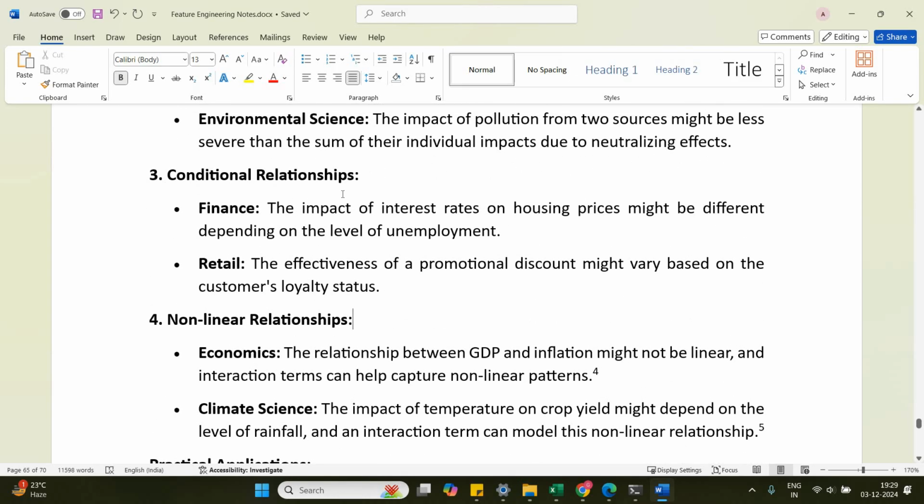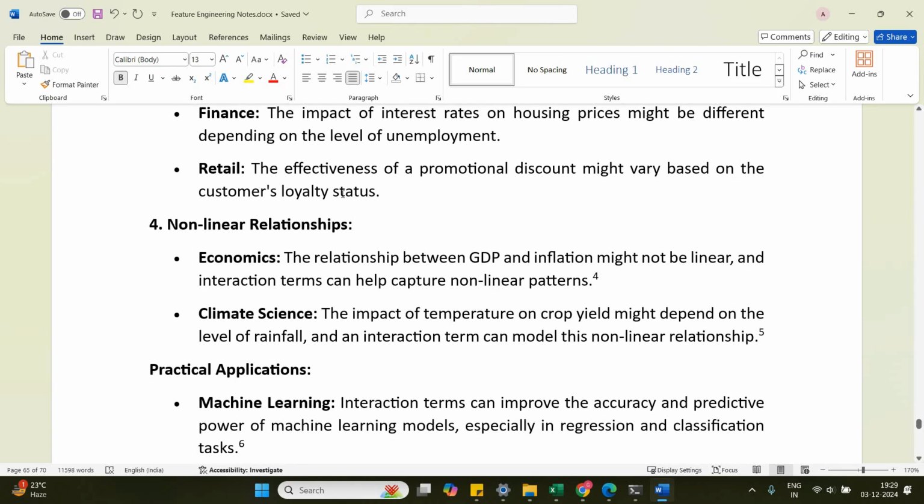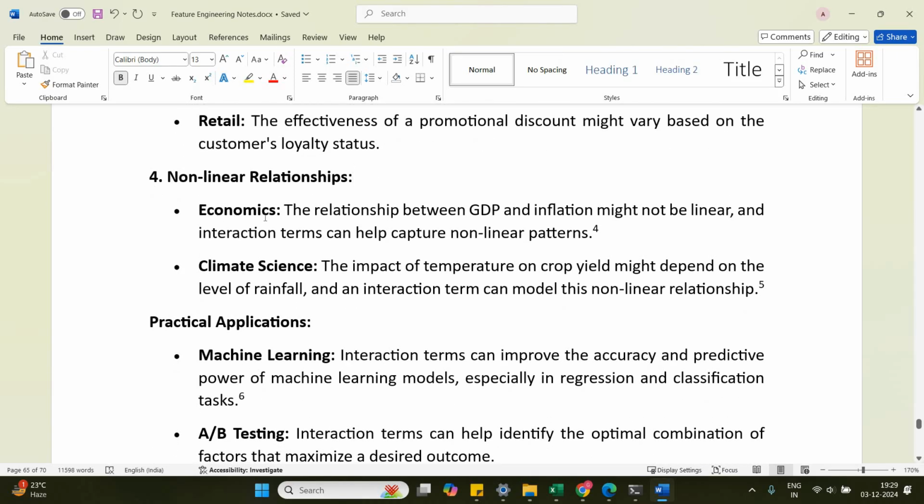Okay, so this is a conditional relationship, and wherever conditional relationships exist, the interaction terms are useful. Then comes the non-linear relationships, economics. Let us see this interesting example. The relationship between GDP and inflation might not be linear, and interaction terms can help capture non-linear patterns.